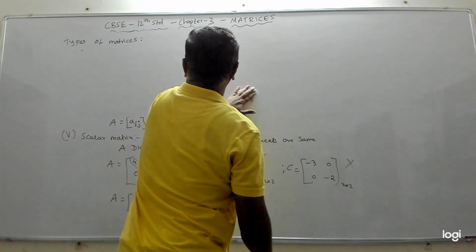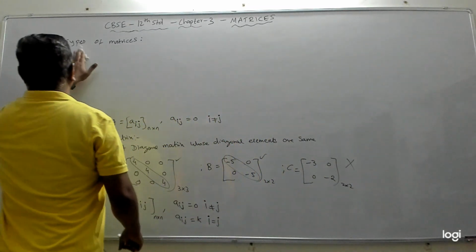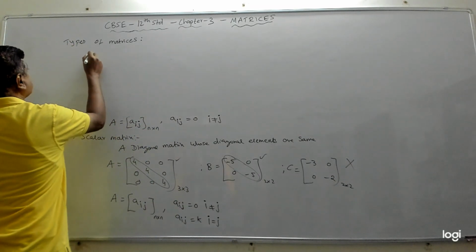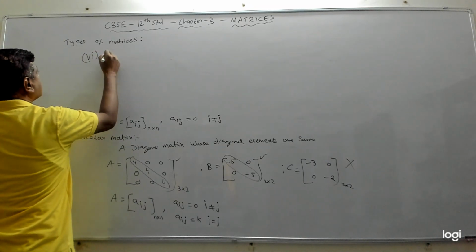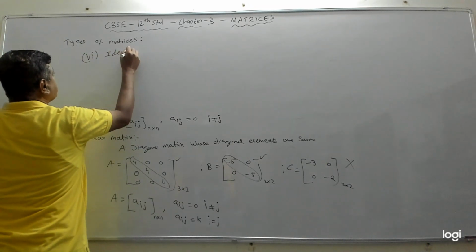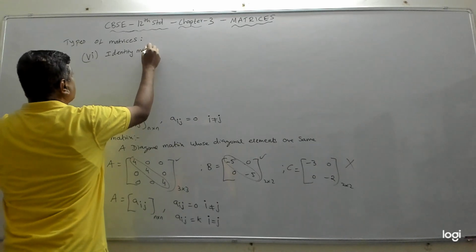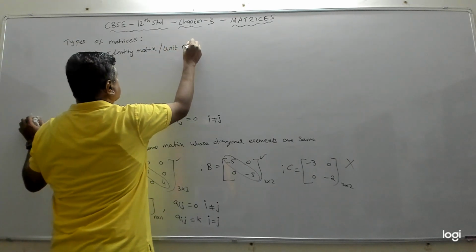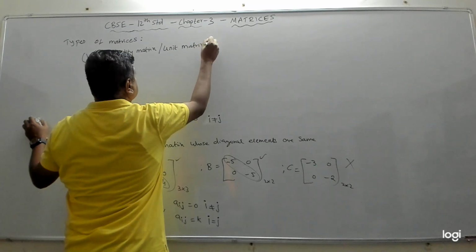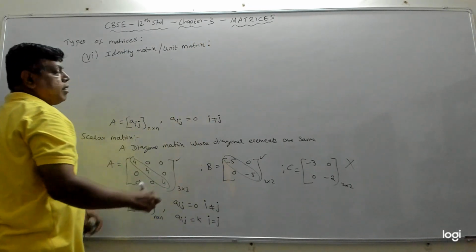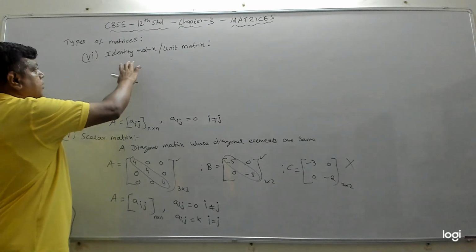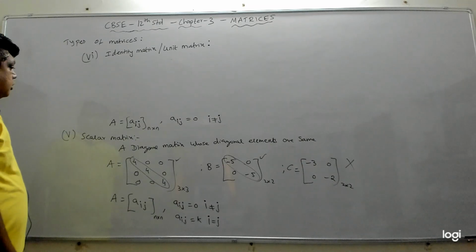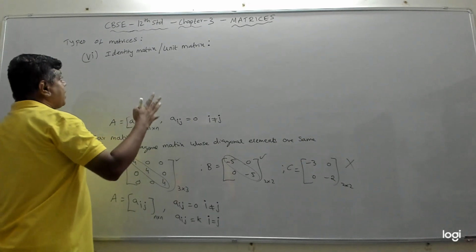Next what we have is the identity matrix. The sixth type is the identity matrix. It is also called a unit matrix. So what is an identity matrix or unit matrix? Either it is called an identity matrix or a unit matrix. So when do we call a matrix an identity matrix?